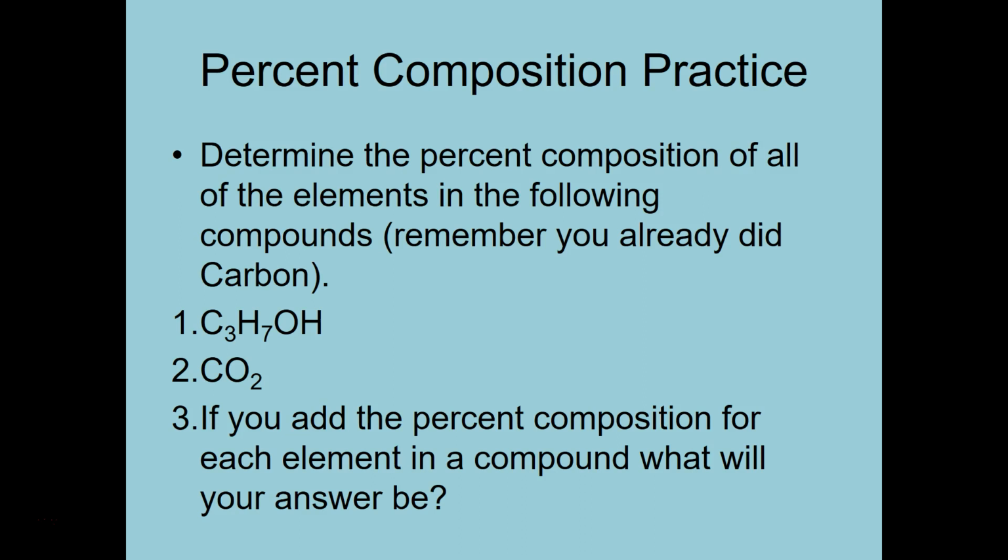So, percent composition in practice. I want you to determine the percent composition for all of the elements in the two compounds that we just did, C3H7OH and CO2. Now remember, you already did carbon, so you don't have to do carbon over again, but I want you to apply the same thing to finding the hydrogen and the oxygen in those two compounds. I also want you to tell me, if you add the percent composition for each element in a compound, what will the answer always be? So pause this video and come back when you are done.